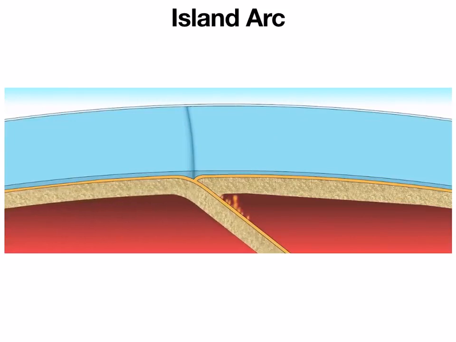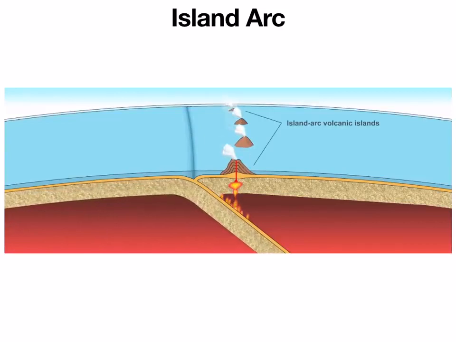And again, we will get this melting, which causes rising magma to create active volcanoes, which in this case form islands, volcanic islands, because we're talking about areas out in the middle of the ocean here. We also get a trench, which you can see clearly in the water there. And of course, we get lots of active earthquakes along the subducting plate.